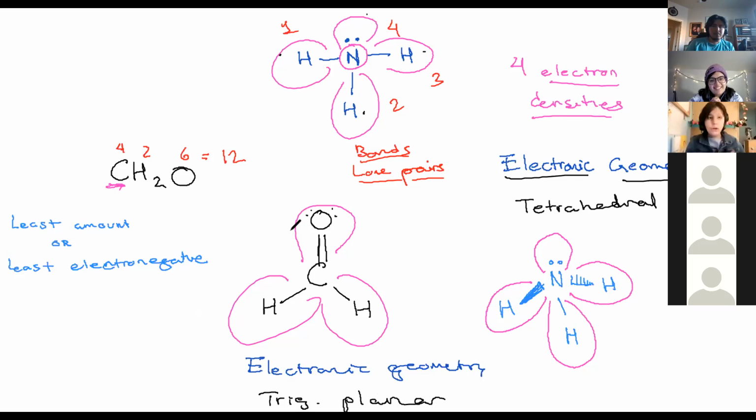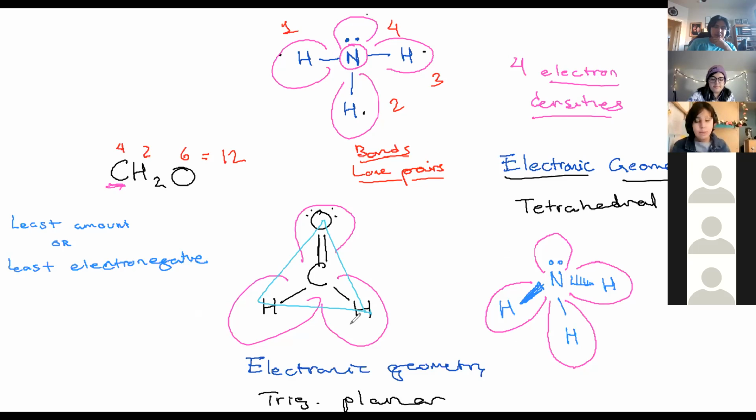If you didn't have your table during the exam, obviously you can't have it on hand, but how would you know if it's trigonal planar? Well, it's just what you said, Karina. We'd count the number of electron densities around the central atom. What's another way you can figure that out? Electronic geometry is trigonal planar. Think trigonal, triangle. If it makes kind of a flat triangle between all of these, you can think of it as that too.